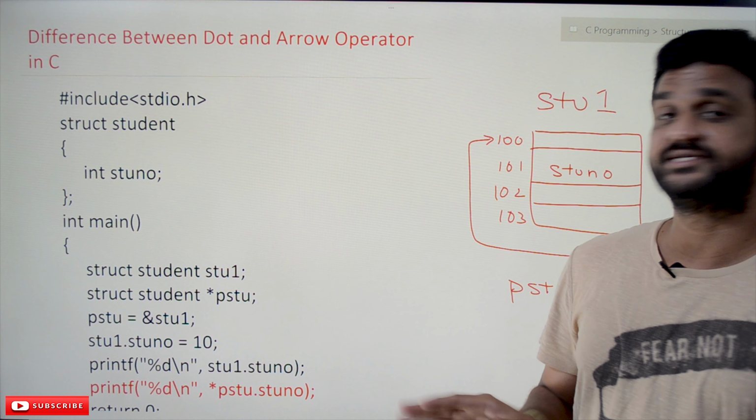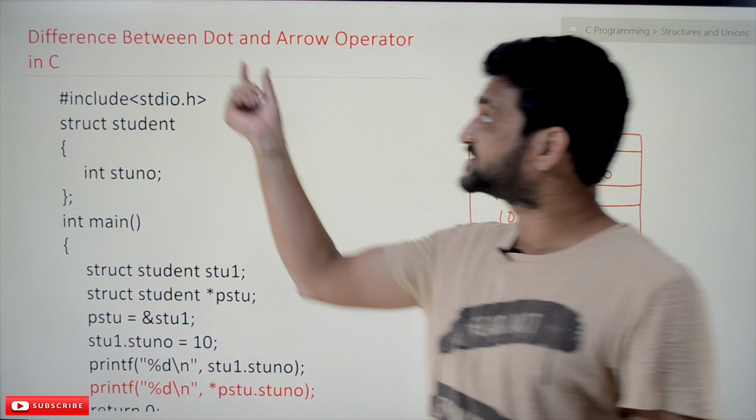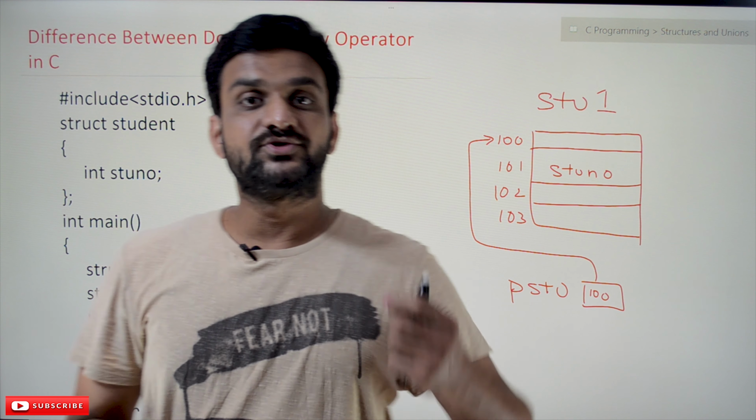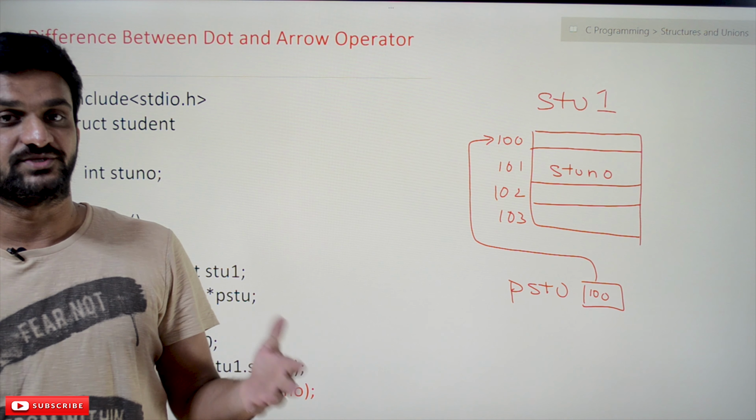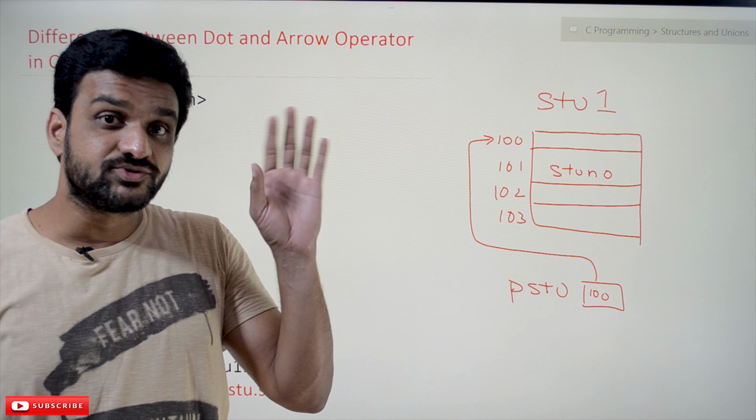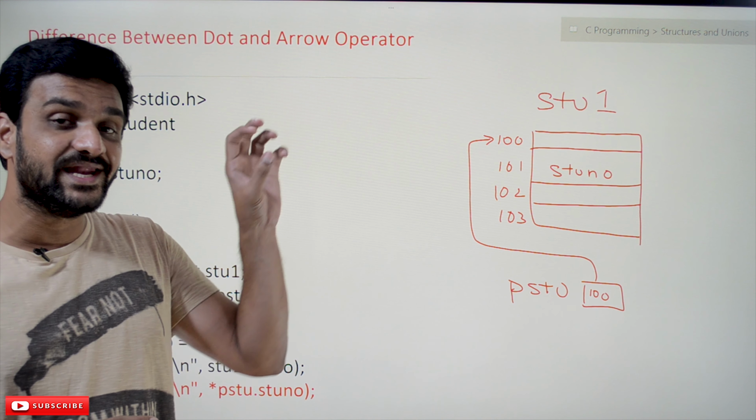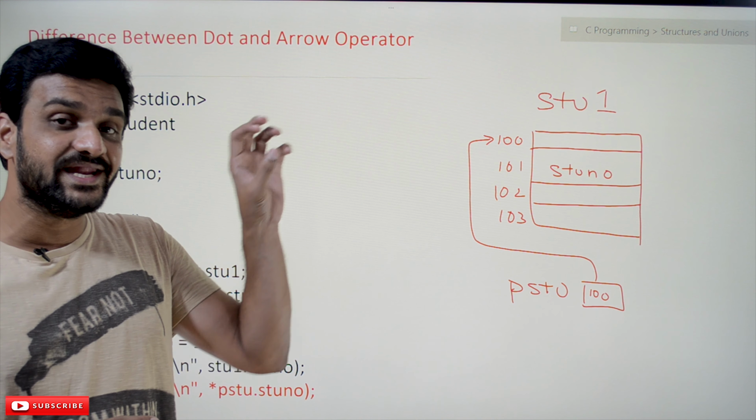I am Vikram. In this class, we'll try to understand the difference between the dot and arrow operator in C. The concept of the arrow operator we haven't discussed so far, but we have discussed the dot operator. Where will this dot operator be used? The dot operators are used to access the values of the members of a structure. Let's try to understand the concept by using this example.